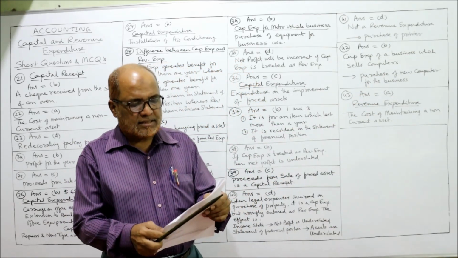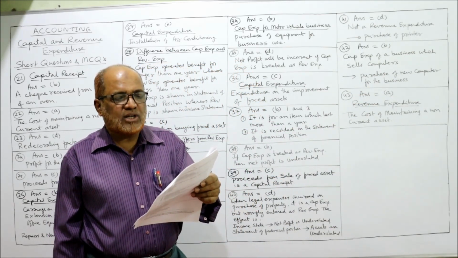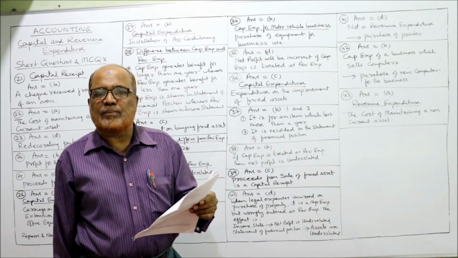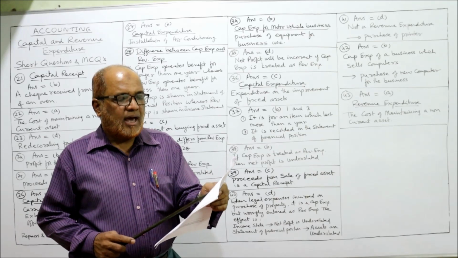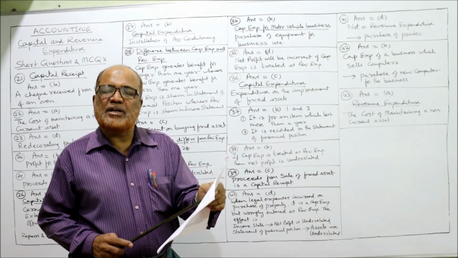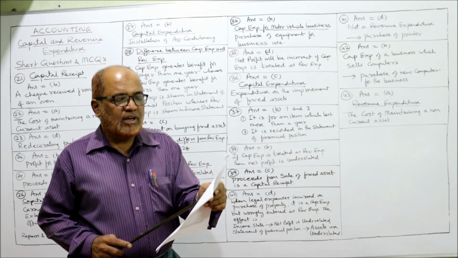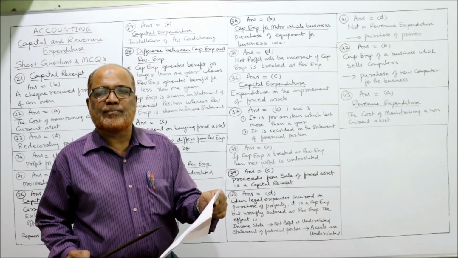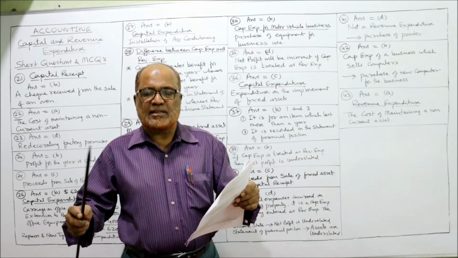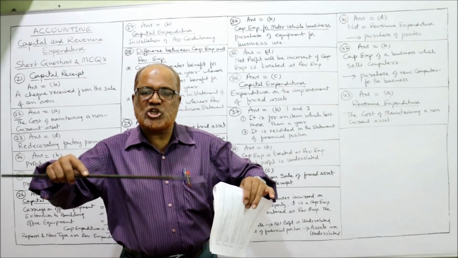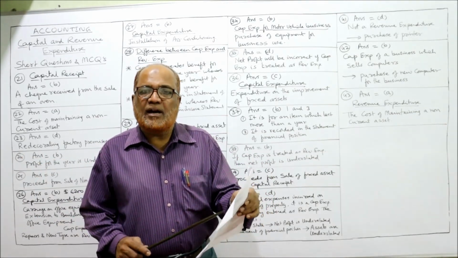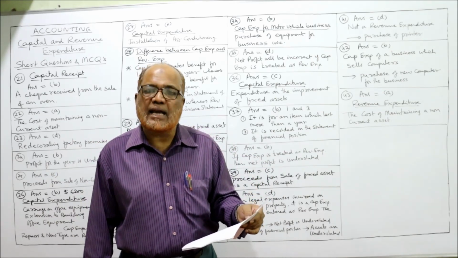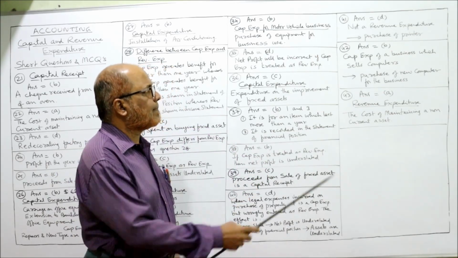Now 42nd. Which is a capital expenditure for a business which sells computers? A business selling computers, which is a capital expenditure. Annual insurance premium, it's a revenue. Purchase of new computer for the business, it's a capital. Computers are purchased, definitely the business is purchasing and selling computers. But here it is saying computer is purchased for the use of the business. It's a capital expenditure. So B answer.